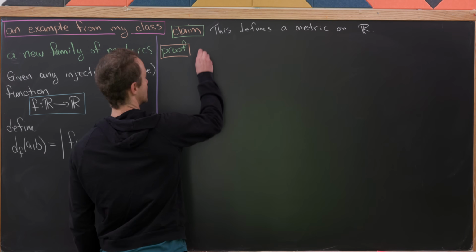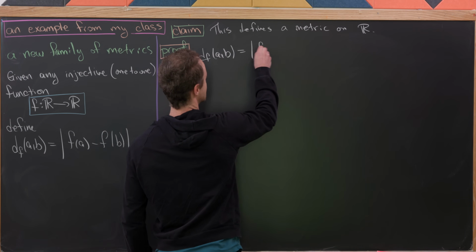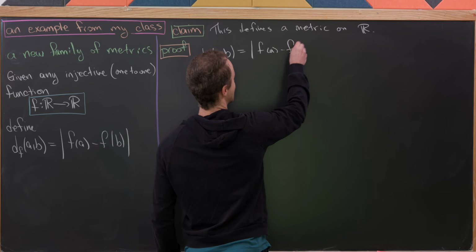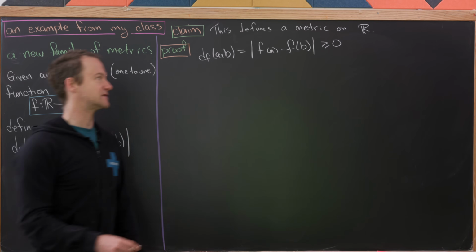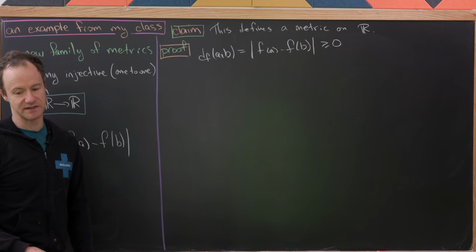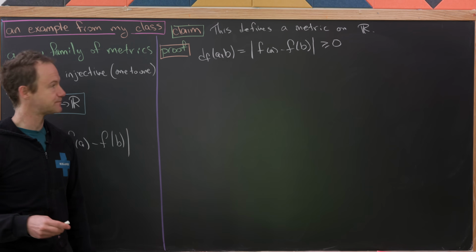Okay, so let's notice that D_f(A, B) is equal to the absolute value of f of A minus f of B. But the absolute value always gives us something that is bigger than or equal to 0. That's just because the absolute value is itself a metric.